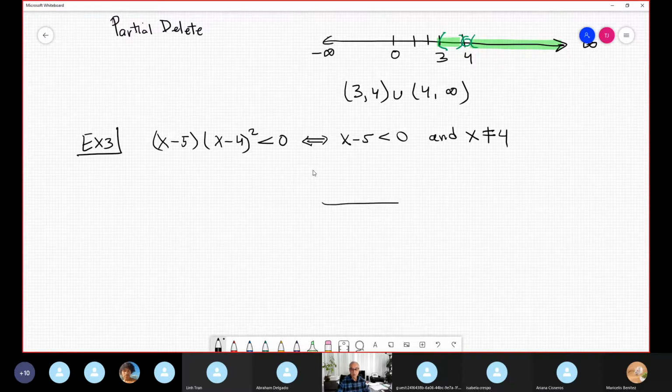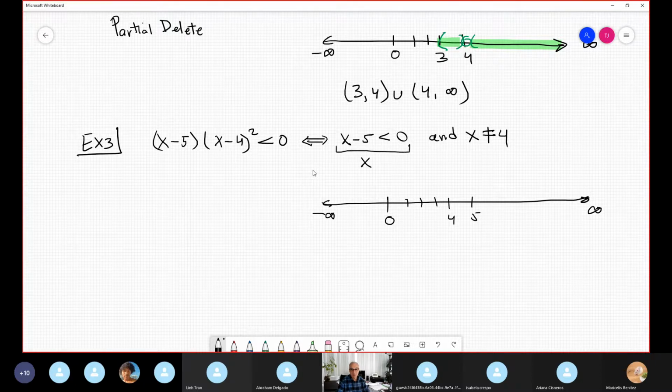As always, when you have a compound inequality, you finish the solution for the compound inequality graphically. This is 0, 1, 2, 3, 4, and 5. According to this part, this is x less than 5, and x less than 5 is to the left, in that direction.